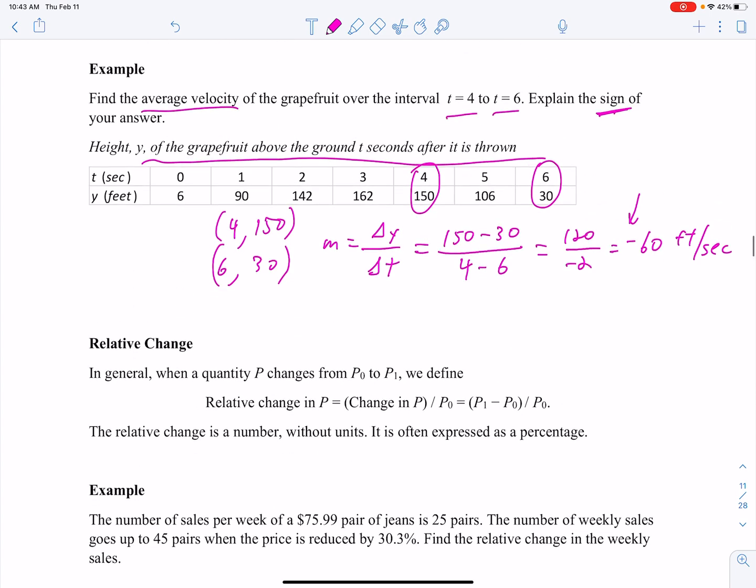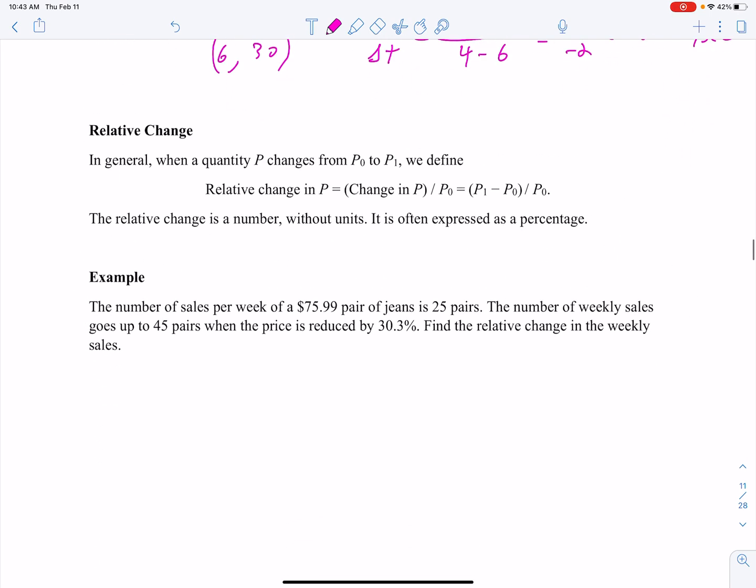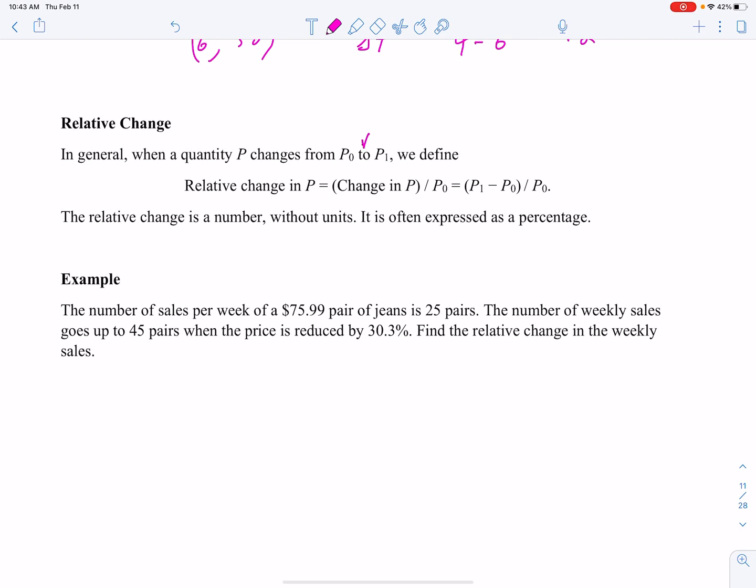All right, so that's average velocity. Next, we have relative change. Okay, so in general, when a quantity P changes from P0 to P1, so P sub 0 right there means the initial or the beginning, right? Time 0. P1 just means after 1 unit of time. All right? Okay, so relative change in P. It's the change in P, delta P, over the initial amount. In other words, we would do P1 minus P0, right?